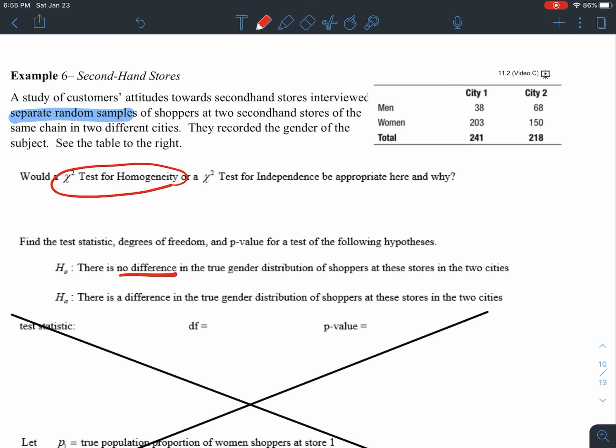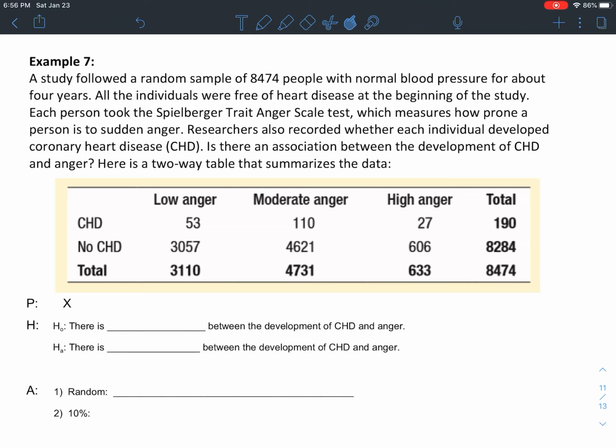Okay, let's go ahead. We're going to pass over this part here at the bottom. Let's read this problem, see if we can decipher which type of test we should run. And again, we're not going to go through this entire thing. A study followed a random sample of 8,474 people. Okay, so right here, one sample. Normal blood pressure for about 4 years. All the individuals were free of heart disease at the beginning of the study.